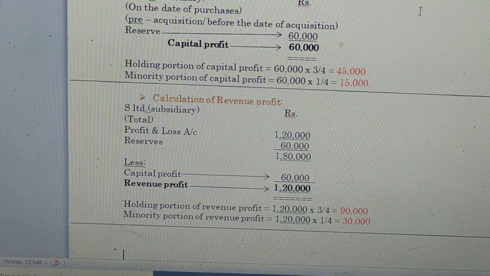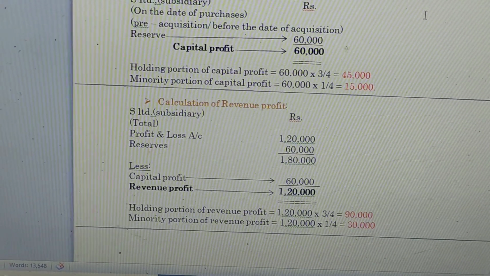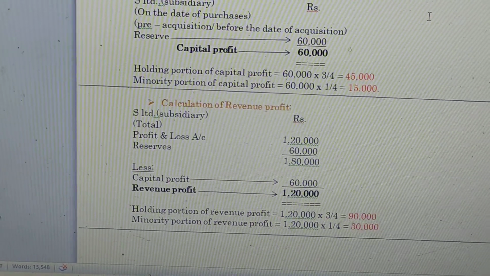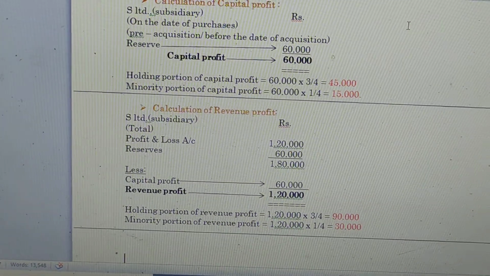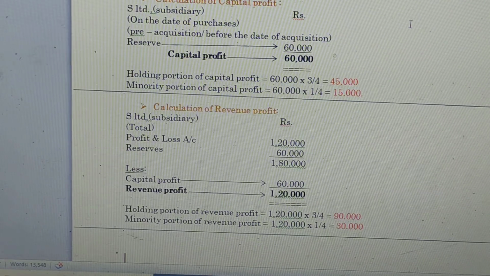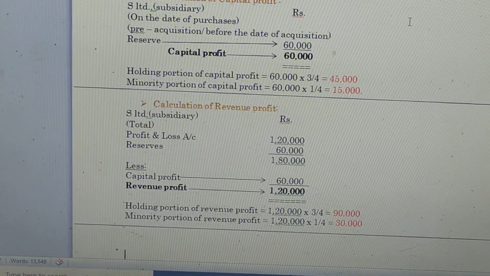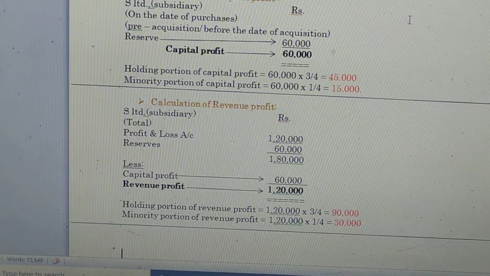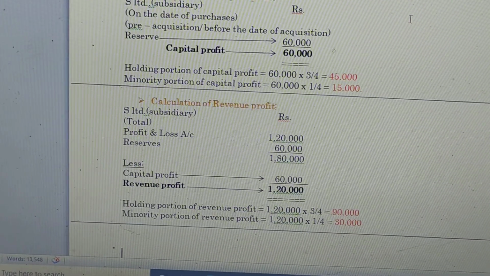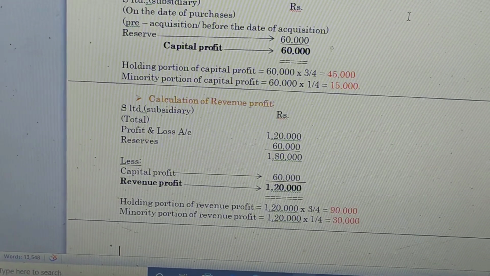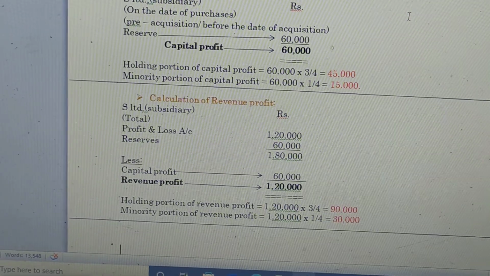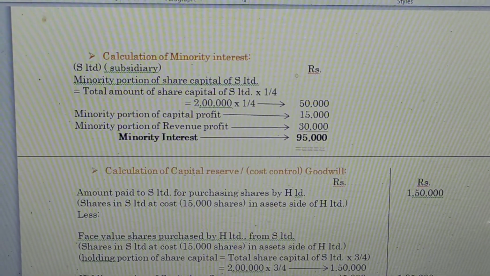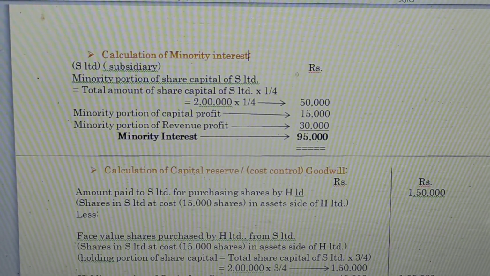So 1,80,000 minus 60,000 we get 1,20,000 as revenue profit. Then holding portion of revenue profit equals 1,20,000 multiplied by 3/4, we get 90,000. Minority portion of revenue profit equals 1,20,000 multiplied by 1/4, we get 30,000. Then we are going to calculate the minority interest.